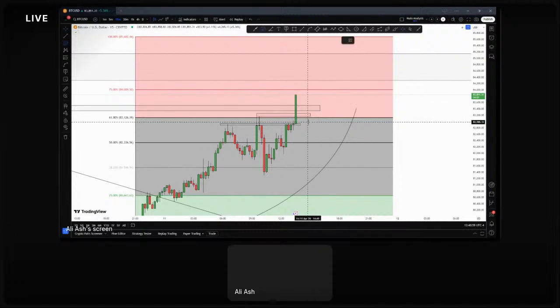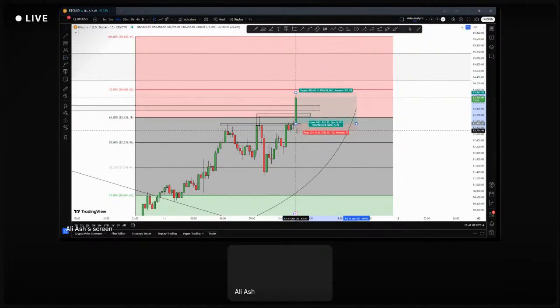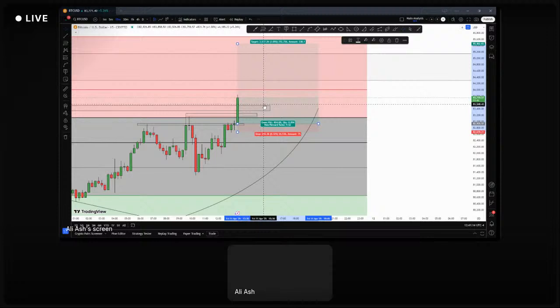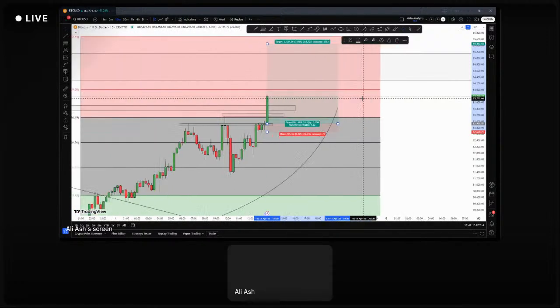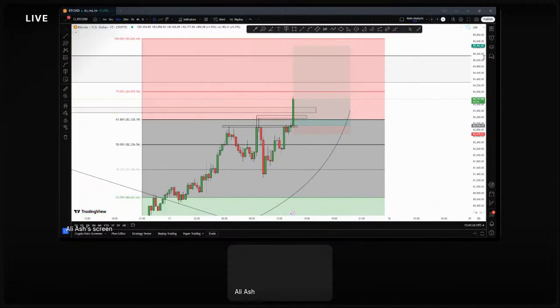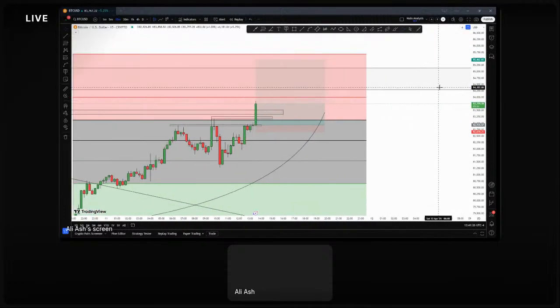Those who took the trade right here, so this is our stop loss, and this was our risk-free TP on the equal high, and then now you can go for the TP one here. So yeah, going good. Last SR interchange level is 85,000.